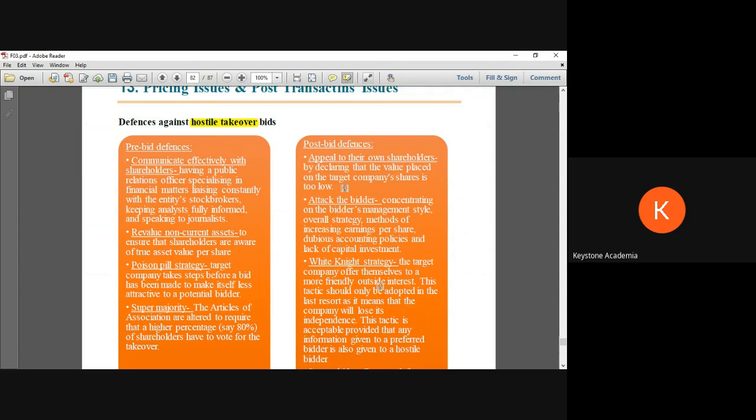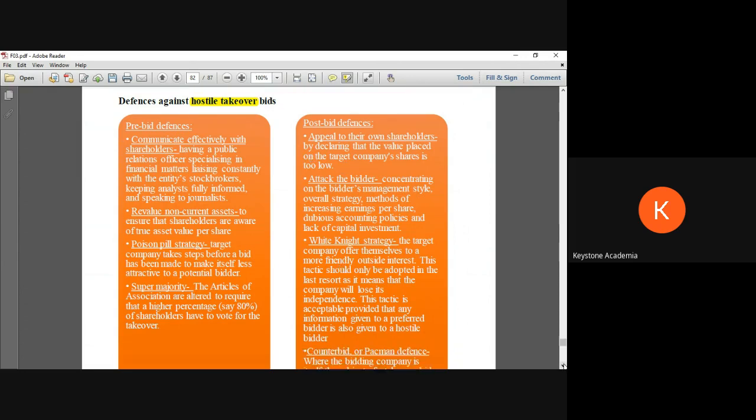Next is the white knight strategy. The target company offers itself to more friendly outside interests. So we can say, instead of buying us, why don't you acquire our competitors? We can help you. This is a little unethical, but it's a tactic we use. Please leave us, but target another company. If you do that, we'll also help you.